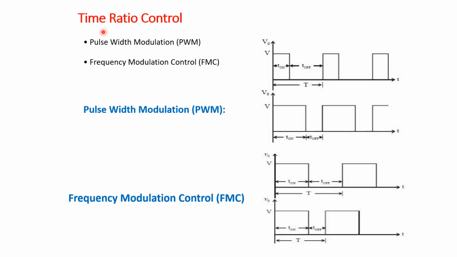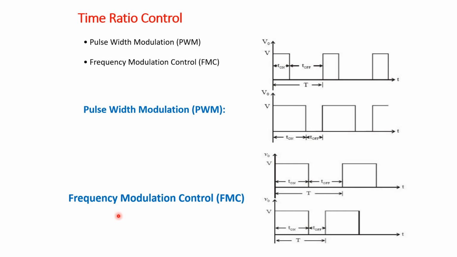There are two different ways of time ratio control. One is pulse width modulation, PWM, and another one is frequency modulation control, FMC. In PWM, in this technique, the time period T is kept constant, but the on time or off time is varied. Using this, the duty cycle can be varied.